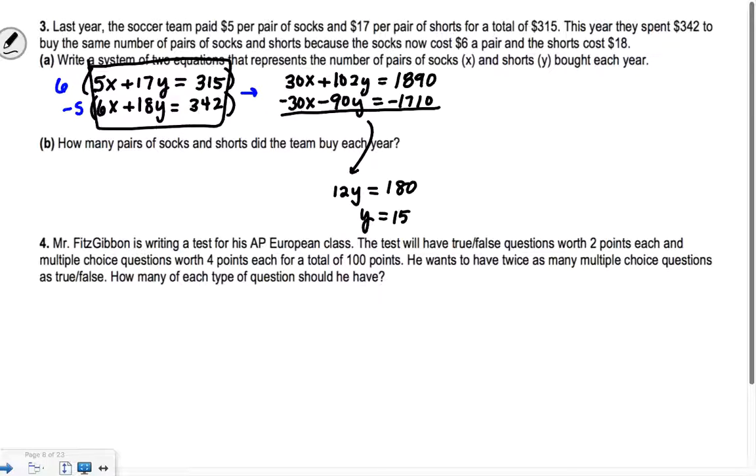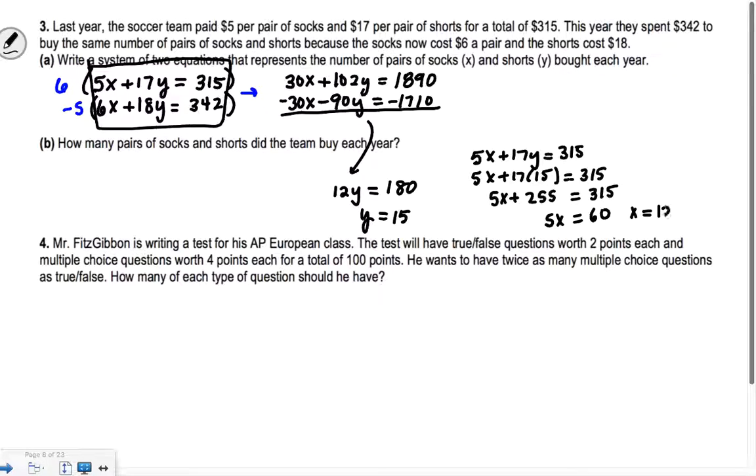Go back to any equation. So let's say I go back to 5x plus 17y equals 315, and I plug in y. So I have 5x plus 17 times 15 equals 315. What's 17 times 15? 255. We subtract it over. What do we get when we subtract it over? 60. So x equals 12.